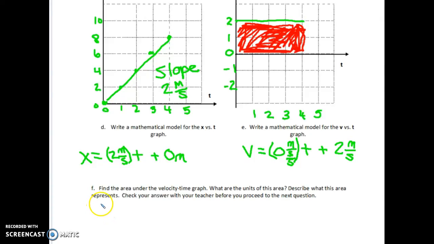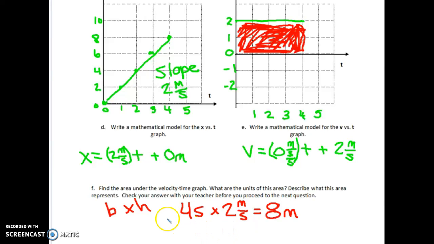And I know that in order to solve for the area of a rectangle, I'm going to do base times height. Now my base, I can see, is 1, 2, 3, 4 seconds, times my height, 1, 2 meters for every second. Just thinking about 4 times 2, I know is 8, but also seconds times meters per second, my answer is going to be 8 for the number, and then my unit is going to be meters.